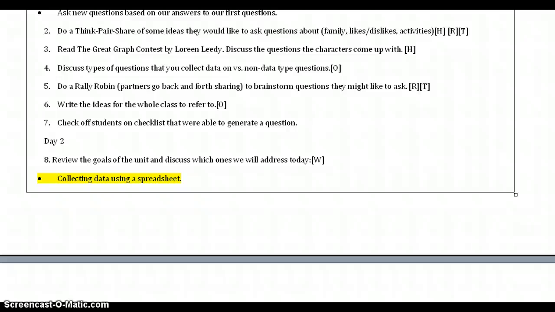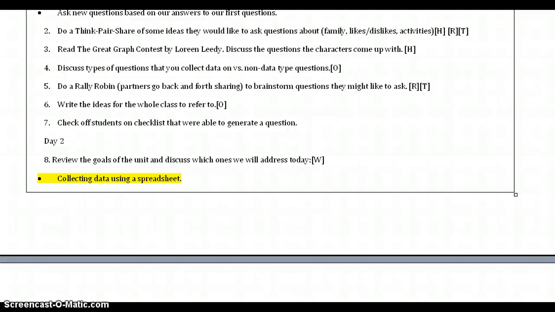And this is an awesome book. I would say you could use it all the way up through 5th, 6th grade at all different levels. But it's really great. So I have this book all the way through the unit. Each day I read it and I pick out something new that we're going to be talking about. So in the first day, we're going to discuss types of questions that you can collect data on, and ones that you wouldn't maybe be able to collect data on.